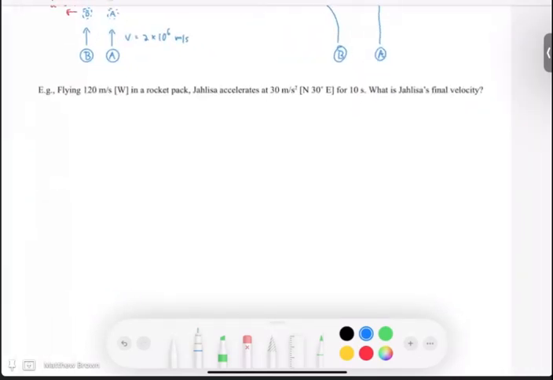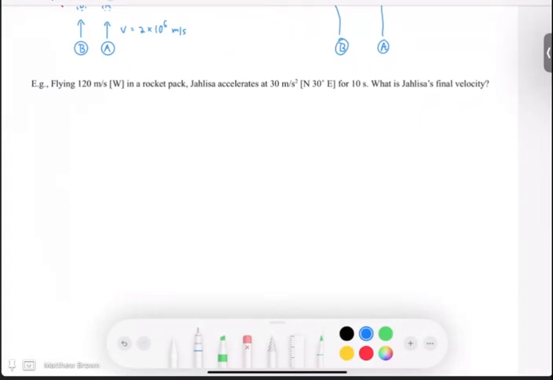Okay, another one. Flying 120 meters per second west in a rocket pack. Jalisa accelerates at 30 meters per second squared, north 30 degrees east, for 10 seconds. What is Jalisa's final velocity?